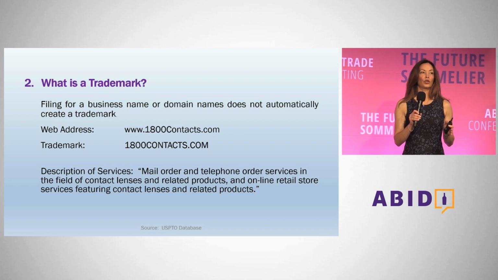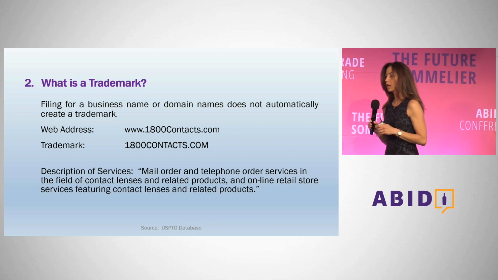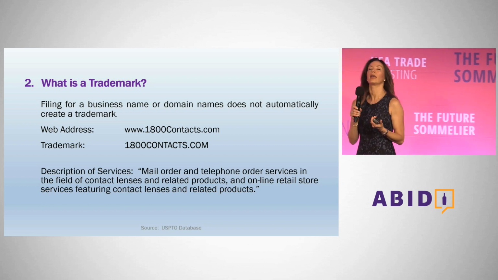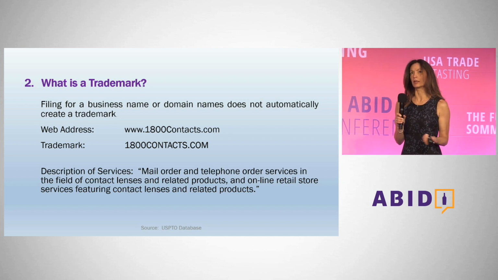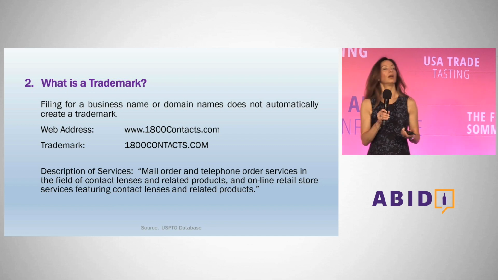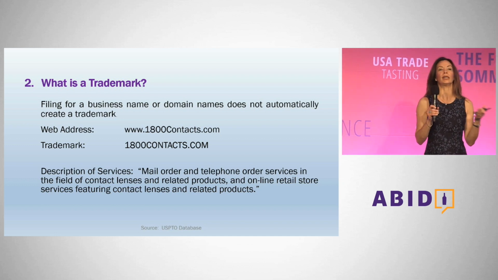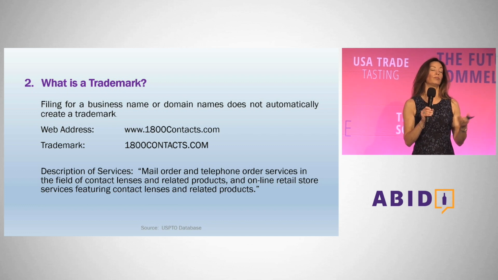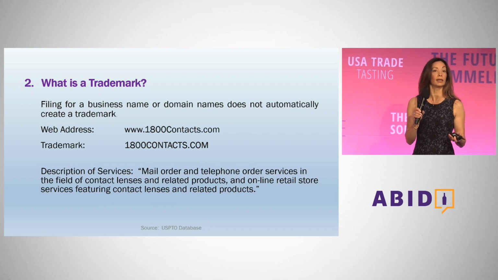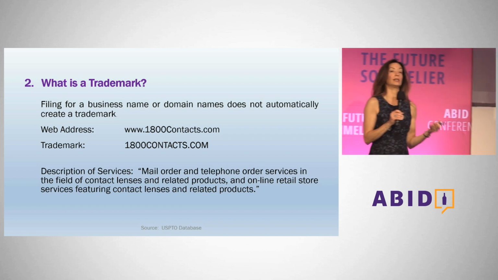Oftentimes people get confused between a trademark and a domain name or their business name. So I've had clients come up to me and say, oh, don't worry, I have the domain name secured. And I'm like, well, that's great, but did you actually file for trademark protection? And they'll say, no, I have the domain name, why do I need that? Well, they're different things. So a trademark, like I said, if you have a company name, say it's ABC Company, and you get a domain name, you get a website, www.abccompany.com. Well, that's your website. Now your domain would be abccompany.com.